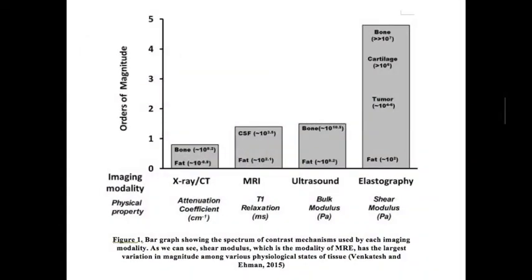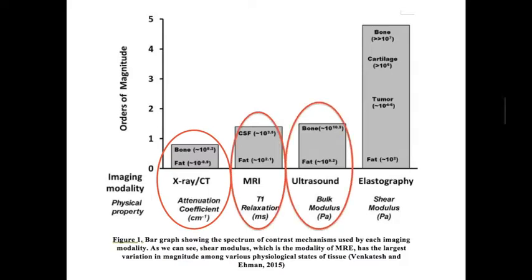Compared to other imaging modalities, such as the attenuation coefficient in X-rays and CT, T1 relaxation times in MRI, and bulk modulus in ultrasound, elastography techniques such as MRE can detect a wider range of tissues in various states of pathology.